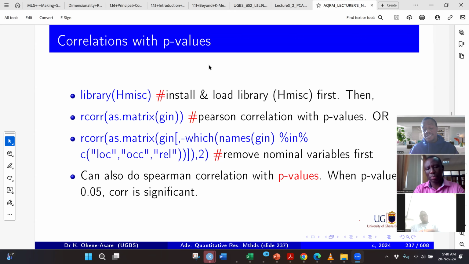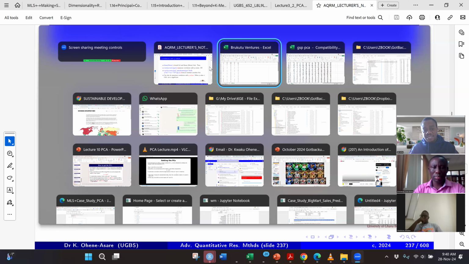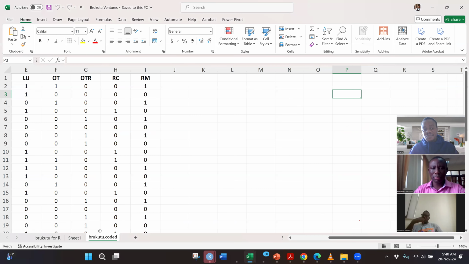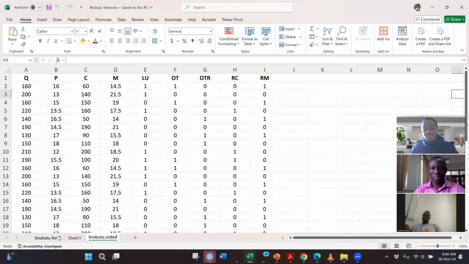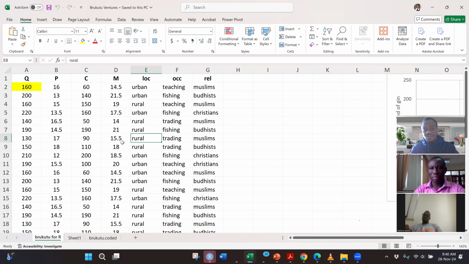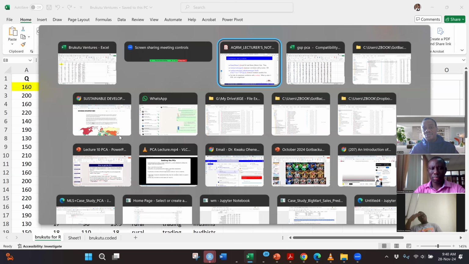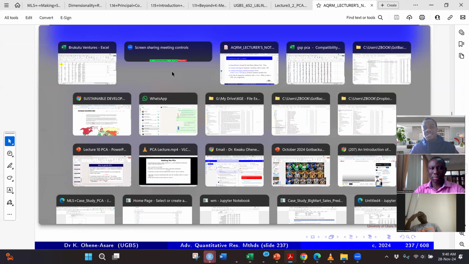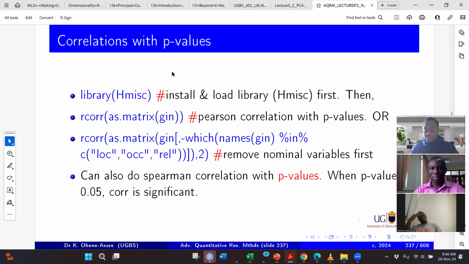The last time we looked at correlation, we ended with correlation with p-values. We were looking at the data set known as the Burkutu ventures. That data set was made up of two things: we had the Burkutu coded, and we also had the Burkutu for R. And we used that data to do all of those things. Today, we want to begin the real use of econometrics, starting with simple regression.